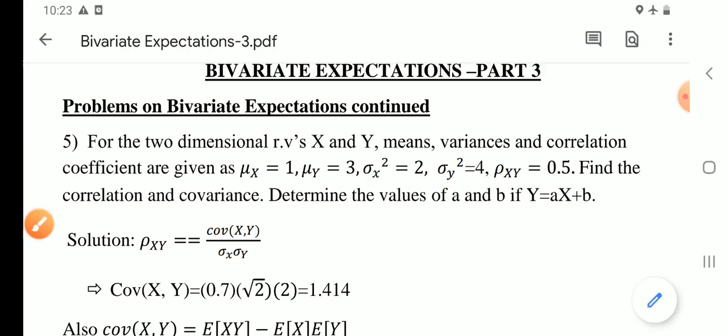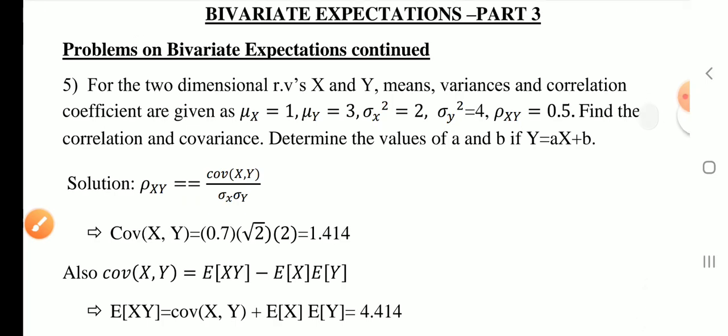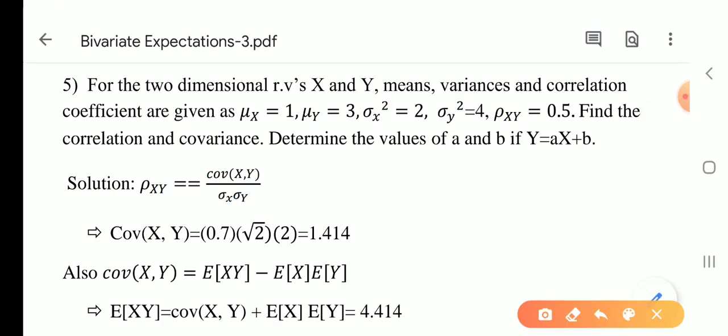First step is write down whatever is given. So, mean mu x is equal to 1, mu y is equal to 3, variance sigma x square is equal to 2, therefore sigma x is equal to square root of 2, sigma y square is 4, so sigma y is equal to 2, rho xy is equal to 0.5. Write whatever is given. First let us find out the covariance.